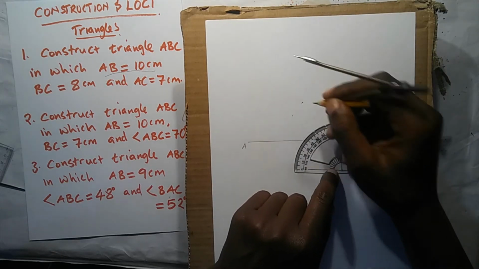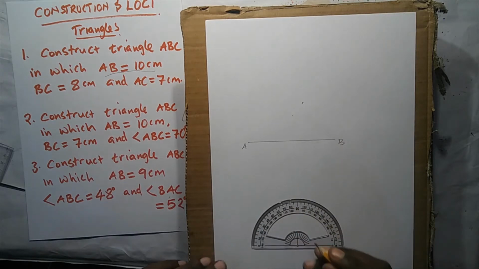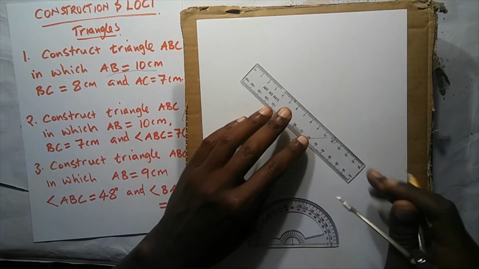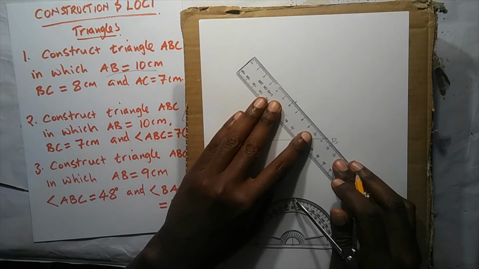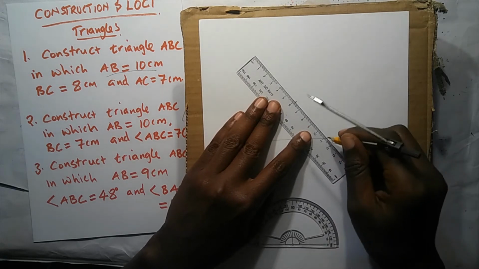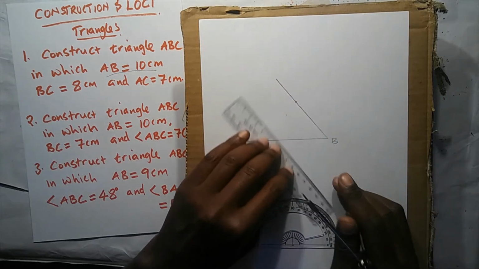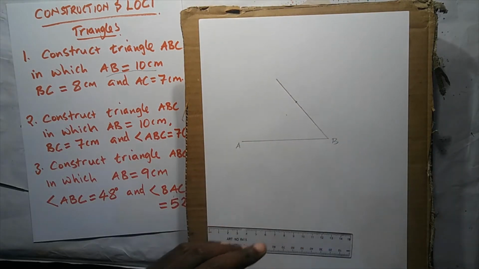So this mark here. Before we even measure the other one, we can draw a straight line that passes through the mark that we have put from B. So from B here, we are going to draw a straight line like that. It doesn't matter how long the line is. You can draw as long as you wish, as long as it passes through that point.